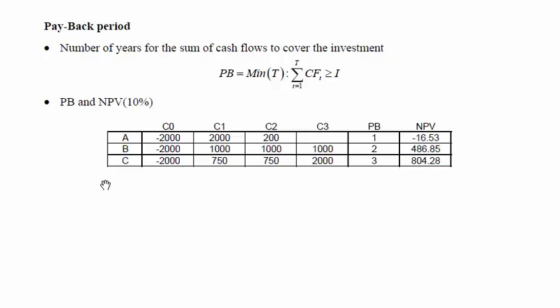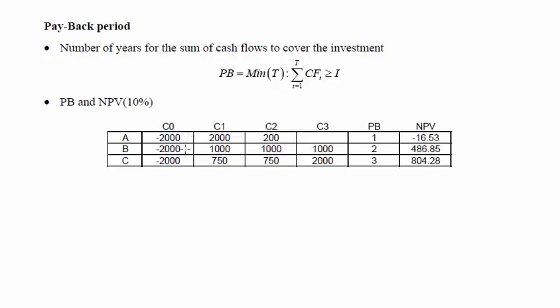So a project with a lower payback period may be a bad project, and the project with the highest payback period may in fact be the best project. This is what we have here in this example. So, for example, we have here the project A. In project A, the investment is 2,000 euros.